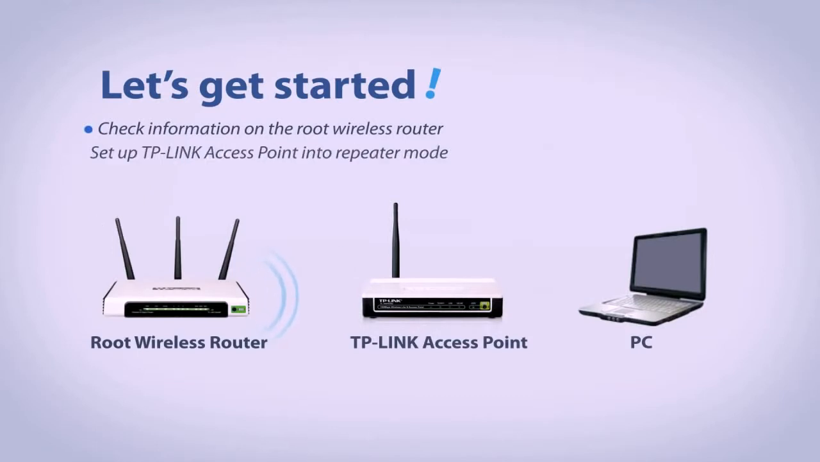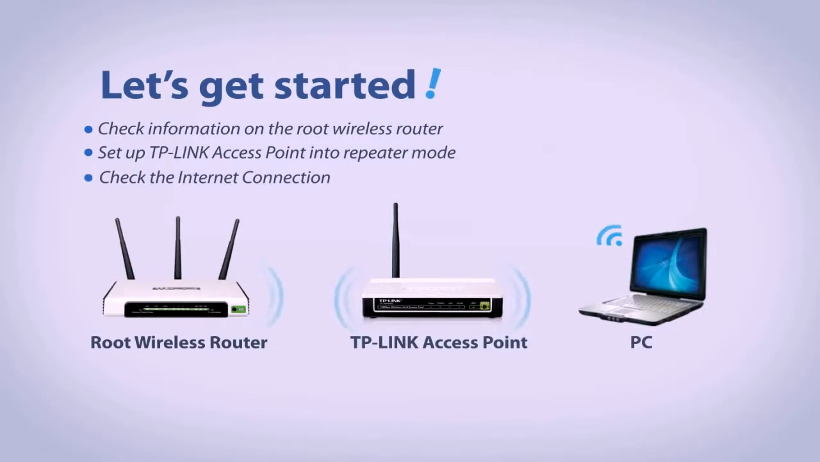Step 1. Gather information from the wireless router. Step 2. Set the access point into repeater mode. Step 3. Check for internet connection.